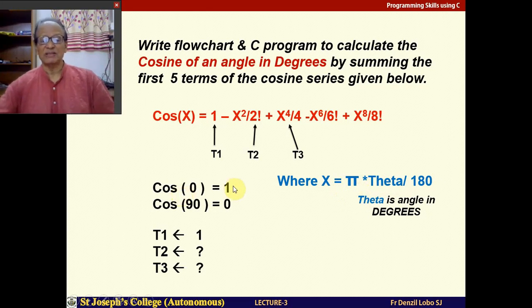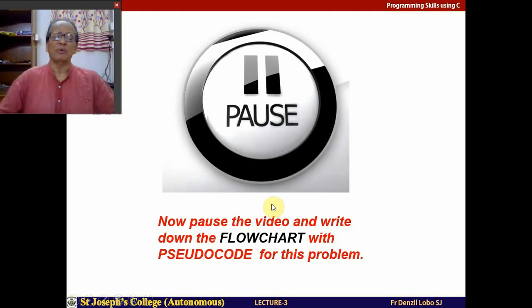So cos of 0, as I have given 1, cos of 90 is equal to 0, and T1 is equal to 1. How do you get T2? How do you get T3, etc.? Now it is your job to write the flow chart for this problem. Pause your video for some time, write the flow chart. After completing the flow chart, come back to the video.